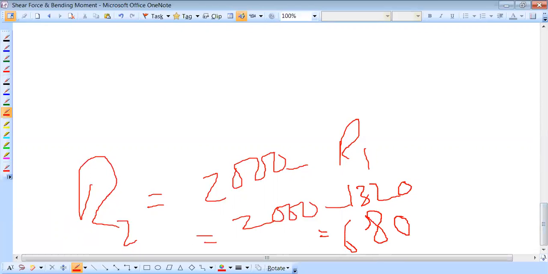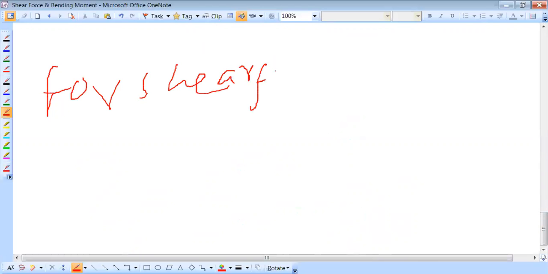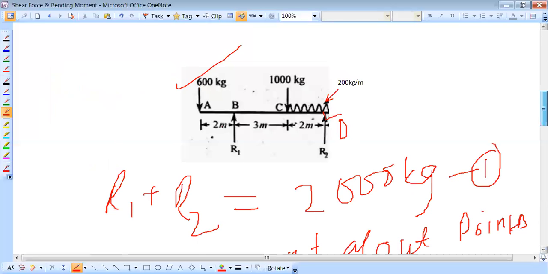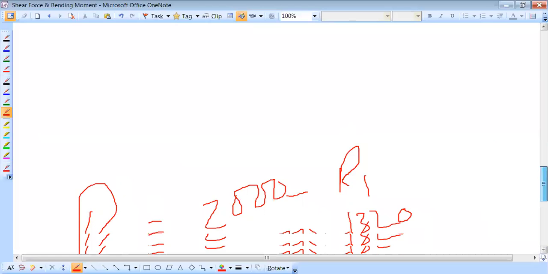After that, we find the shear force at different points, then find the bending moment and draw the SFD and BMD. So for shear force, you can see the figure, we find SF at point A, SF at point B, SF at point C, and SF at point D. So SF at point C, I can easily find, is minus 600 in the downward direction.